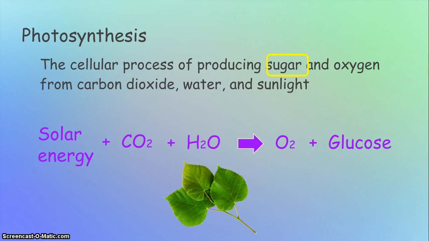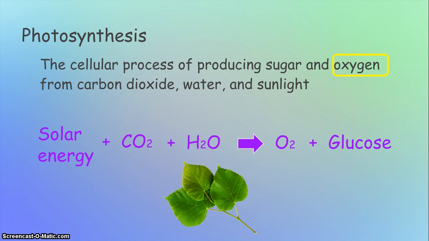The next thing is this concept of sugar. Again, we say plants make their own food, but what we really mean is that they make glucose. That's all they really need. They just need that carbohydrate in order to do cell respiration, which means their cells can do what they need to do. The other thing here is oxygen is produced from this chemical reaction.